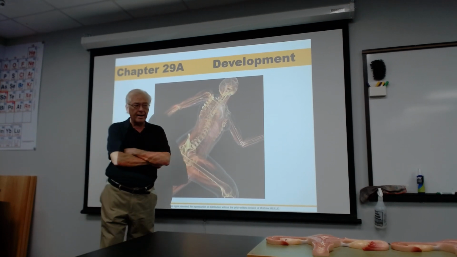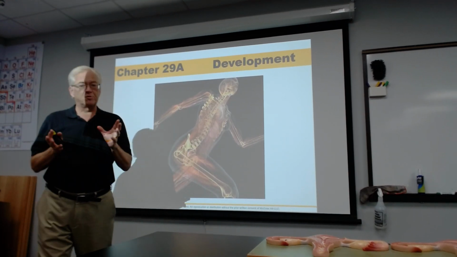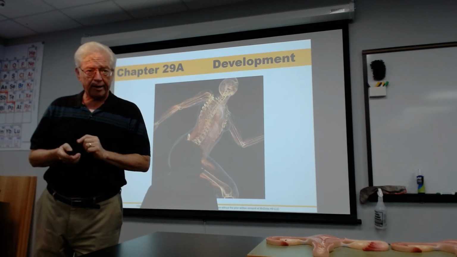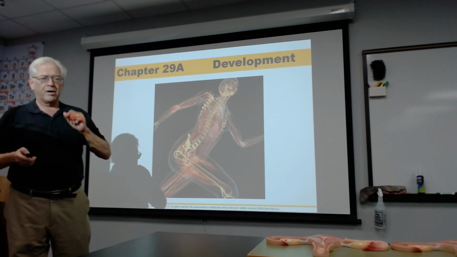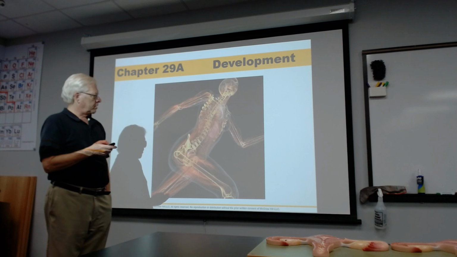All right, welcome back. We are now looking at chapter 29, which was split up in 29A and 29B, development and genetics. Cool beans? All right, first one: ectoderm, mesoderm, endoderm, what do they become?